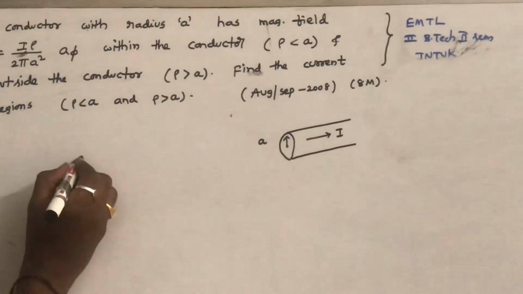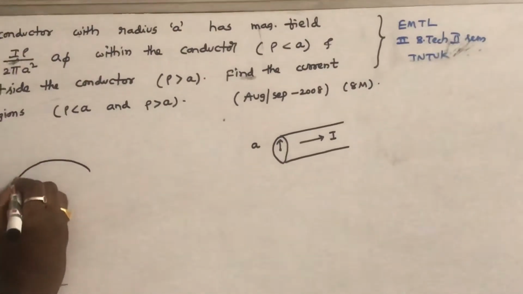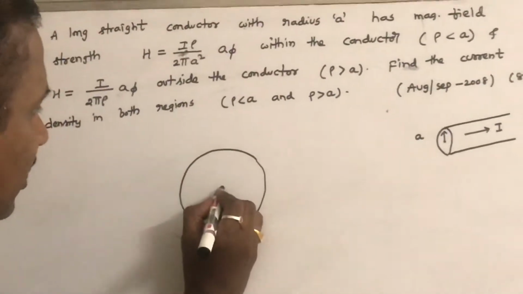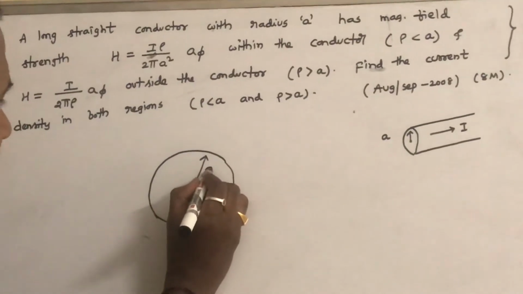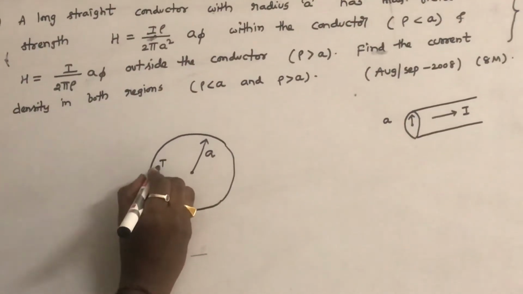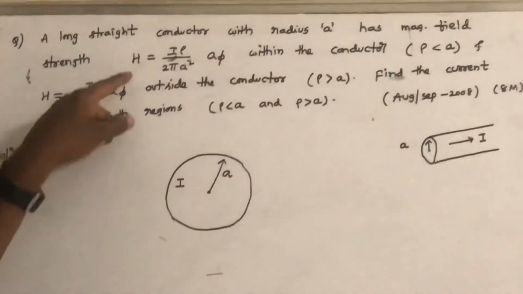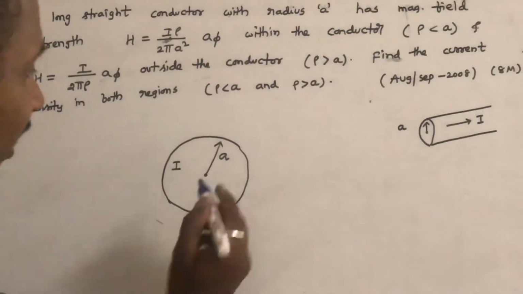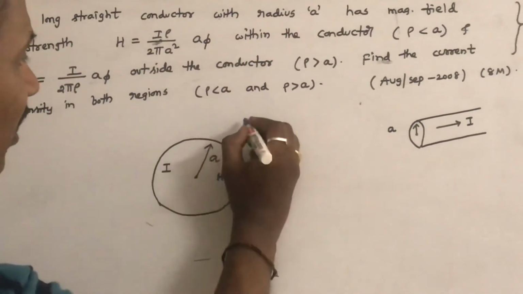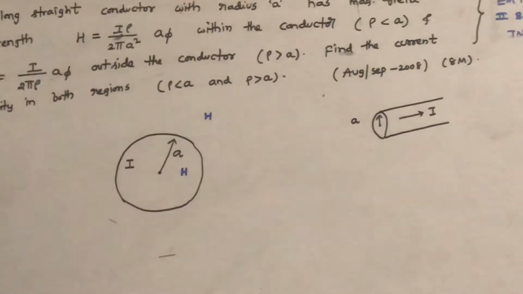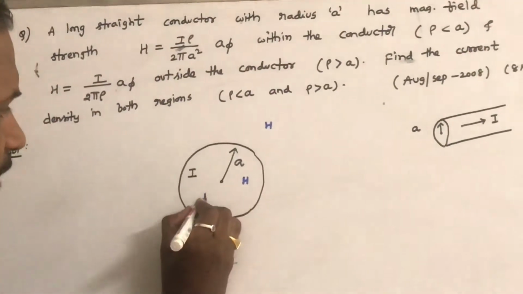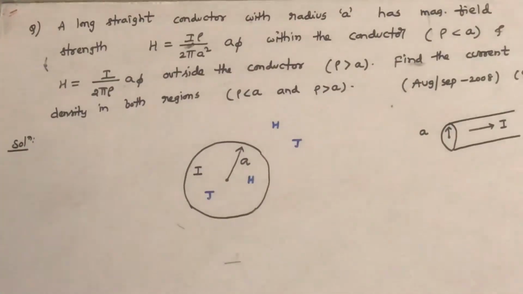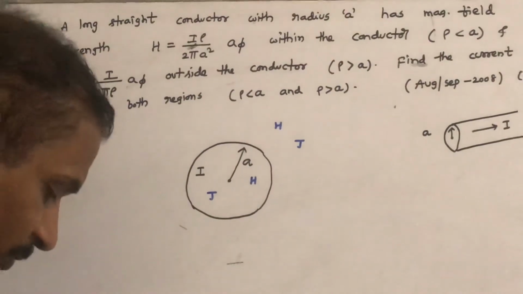If you take the front view of this conductor, it looks like this. So this is a, the radius a, and this is carrying a current of I. What is the given information? The magnetic field intensity H is given inside the conductor and the magnetic field intensity H outside the conductor. What is asked? We are asked to find the current density inside the conductor and the current density outside the conductor. So these are the two given problems.